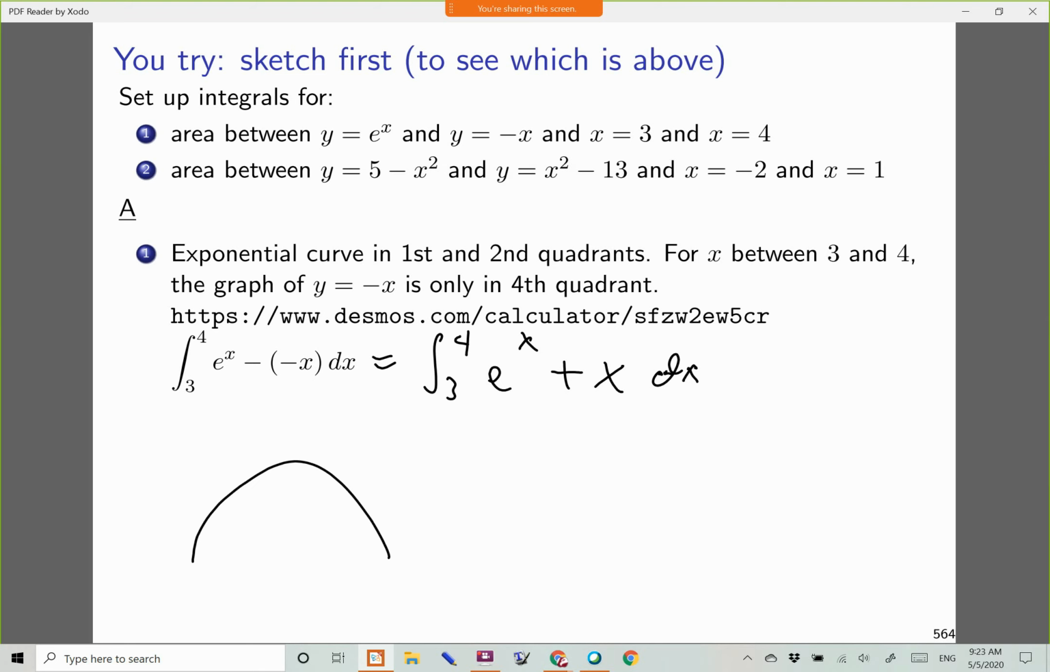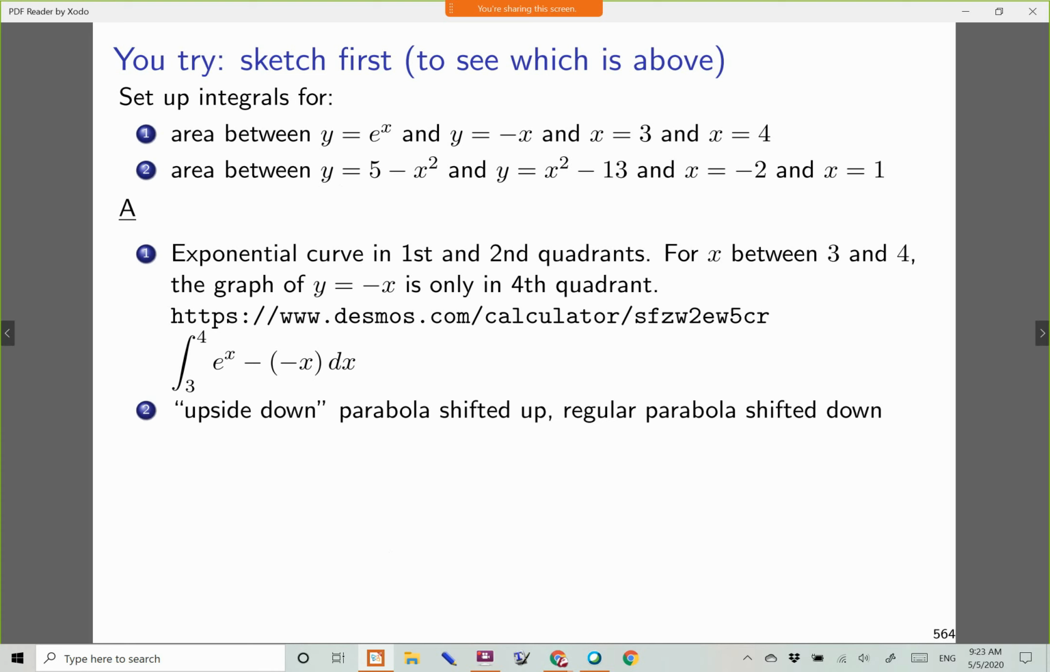The upside down parabola is shifted up 5 units. You have a right side up parabola shifted down 13 units. I didn't draw axes this time, but already, just based on having an upside down one and a right side up one, it should be the upside down parabola that's above. Visually that's got to be the one that's above, even without drawing axes. And then you have x equals -2 and x equals 1 provided. I do have a picture to show for that as well.